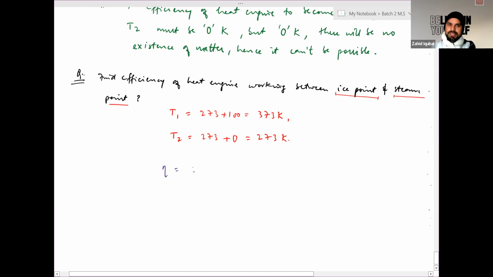According to the formula, eta equals 1 minus T2 over T1. So 1 minus T2, we have 273, divided by T1, 373. On taking LCM, you may write 100 divided by 373. On solving this fraction, you will get 0.268 or simply 0.27. In terms of percentage, it will be 27%.